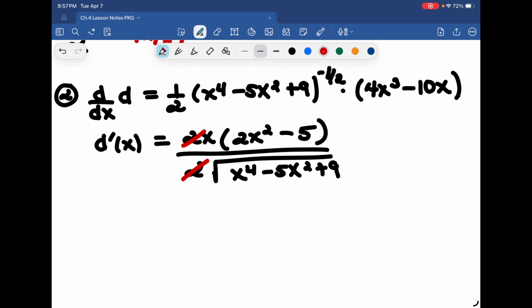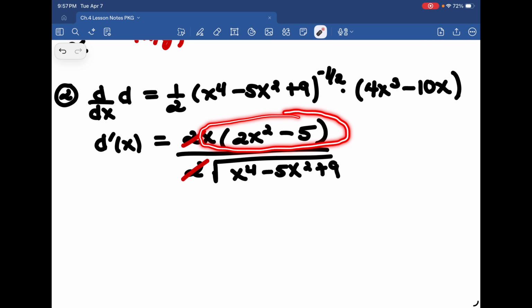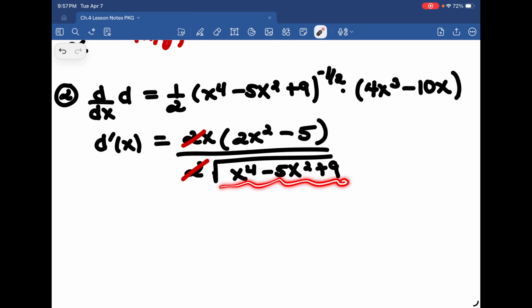Okay, to determine the critical numbers, we actually can determine them just purely based on this numerator of x times the 2x squared minus 5. This part in here, I'm not going to see any restrictions here.